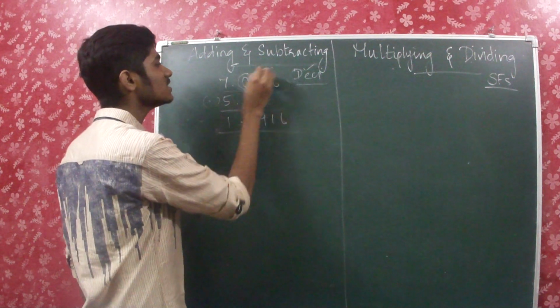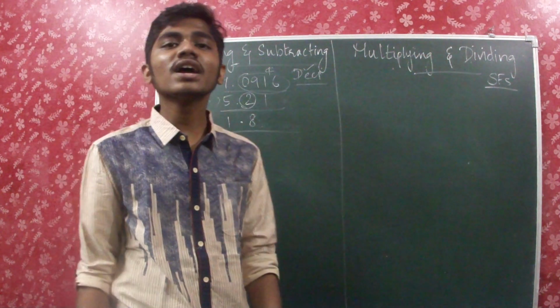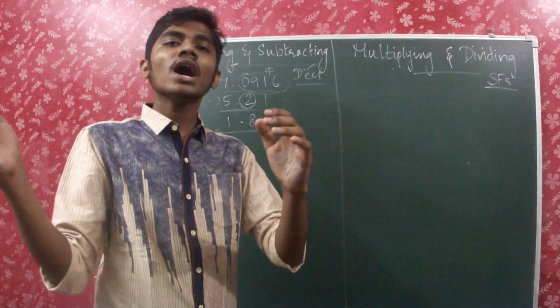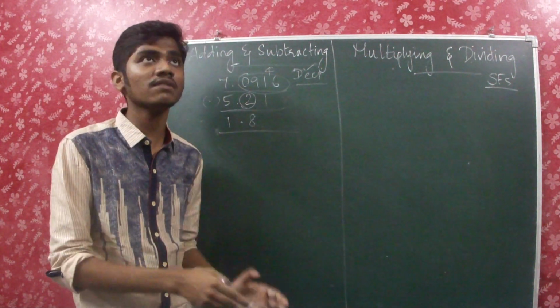Here there are 4 decimal places and here there is only 1. So my answer should be 1.8. Round off is not the right word. I should bring my answer to 1 decimal place. I should bring my answer to the least decimal place of the given values.